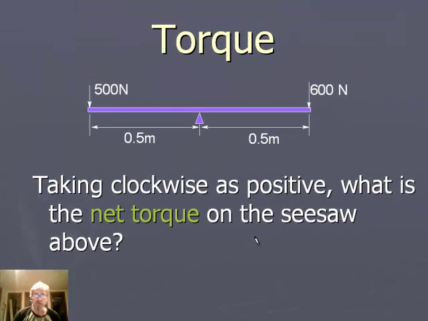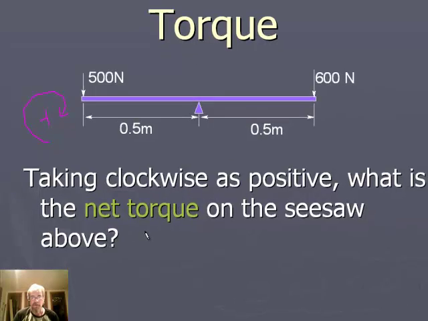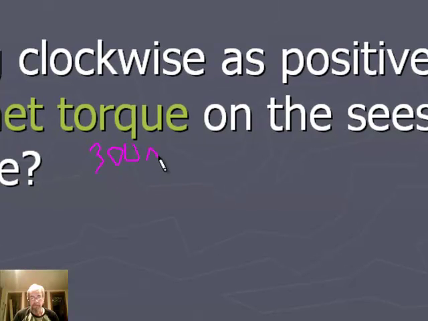Okay, there are net torques just like there are net forces. So to find the net torque, if we take clockwise as the positive direction, so we're just going to assume that that's plus, what's the net torque on the seesaw? Well, we found out that the clockwise torque in our first problem was 300 Newton meters, and we found out in the last problem that our counterclockwise torque was 250 Newton meters.